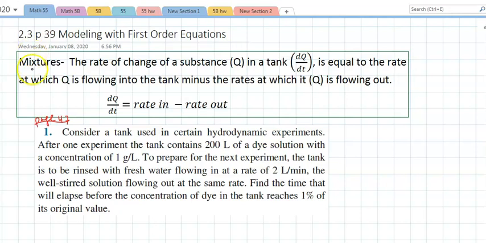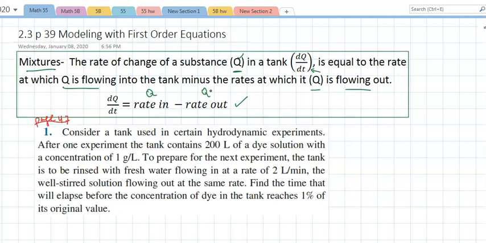So we start off with the mixture. We are looking at the rate of change of a substance Q, the amount of acid or amount of dye, depending on what you're doing, in a tank. The rate of change, dQ/dt or dY/dt depending on what you choose the variable to be, is equal to the rate at which Q flows in minus the rate at which Q flows out. So basically, this is the equation that you have to remember: dQ/dt is the rate of Q entering minus the rate of Q exiting. I'll do a couple of examples to really show that.